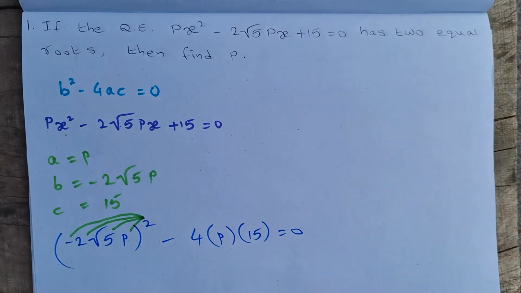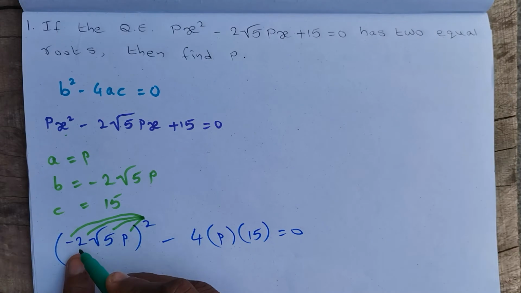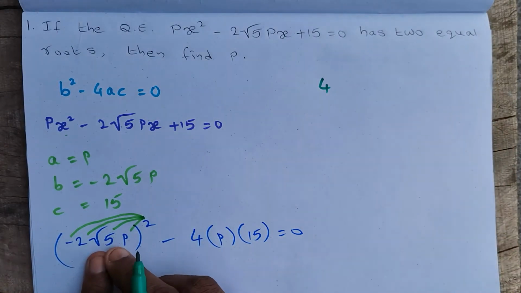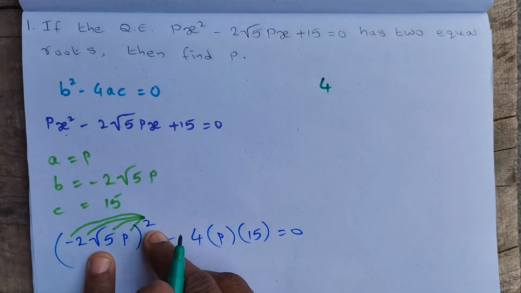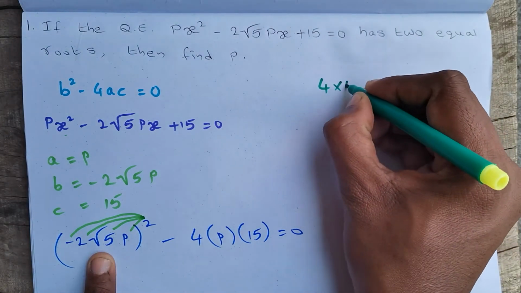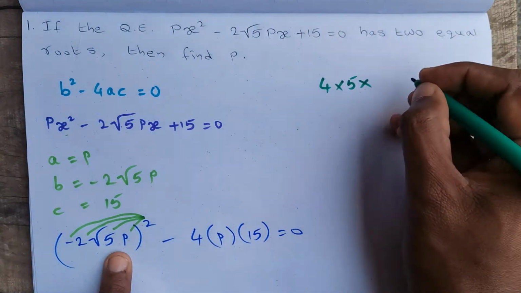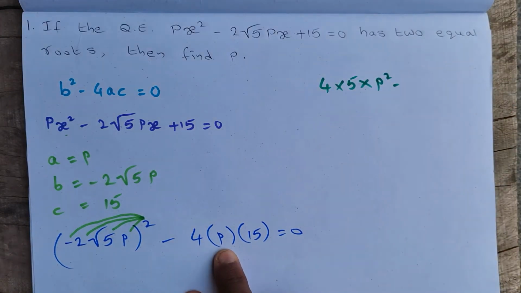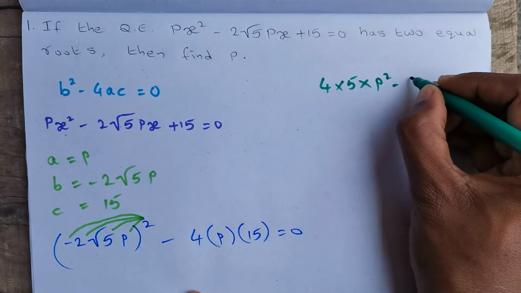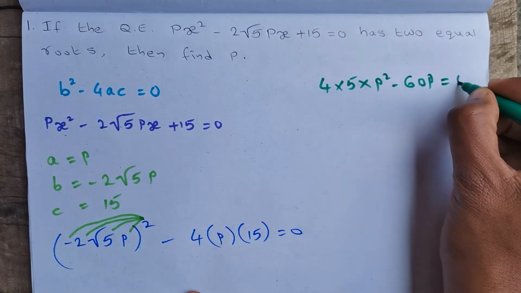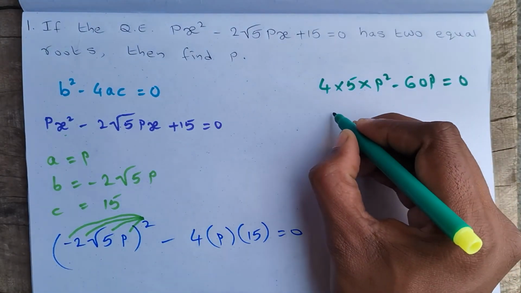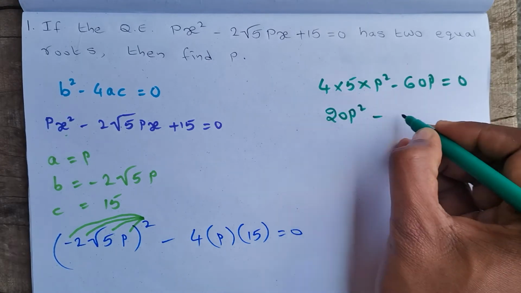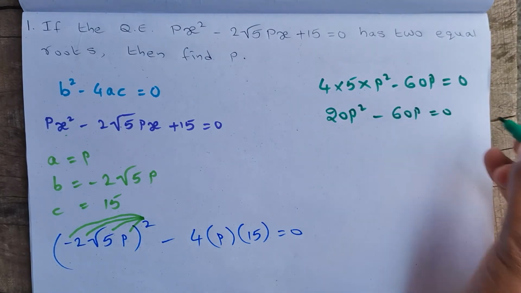So that square will come for each and every term or number or alphabet which is there inside of the bracket. So for minus, if we do square, it will become plus. 2 square 4, root 5 square, root and square both will cancel, so we remain with 5 into p square, minus 4 into p, 4p into 15, 60p is equals to 0. 4 5s are 20, 20p square minus 60p is equals to 0.